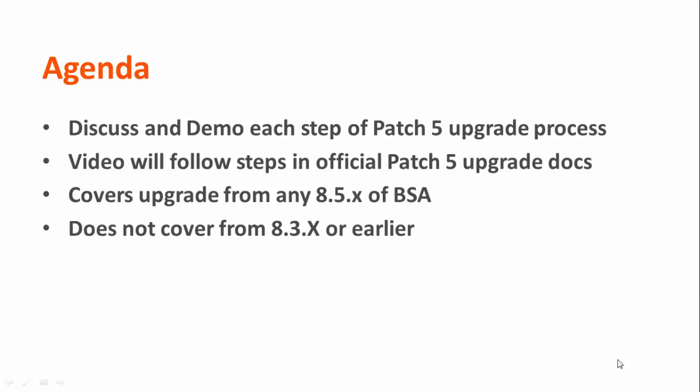The steps covered in this video apply to any BSA 85X environment, so the steps will be the same whether your existing environment is BSA 850, 851, or any of the 851 patches which preceded Patch 5. This video does not cover the steps required to upgrade a BSA 83X or earlier environment to Patch 5, as a few additional steps are required for such an upgrade. The Patch 5 upgrade documentation contains a different section specifically for upgrading BSA 83X or earlier environments.